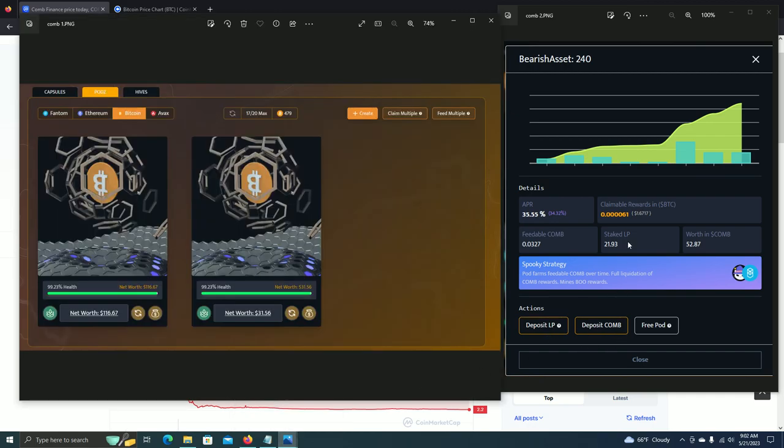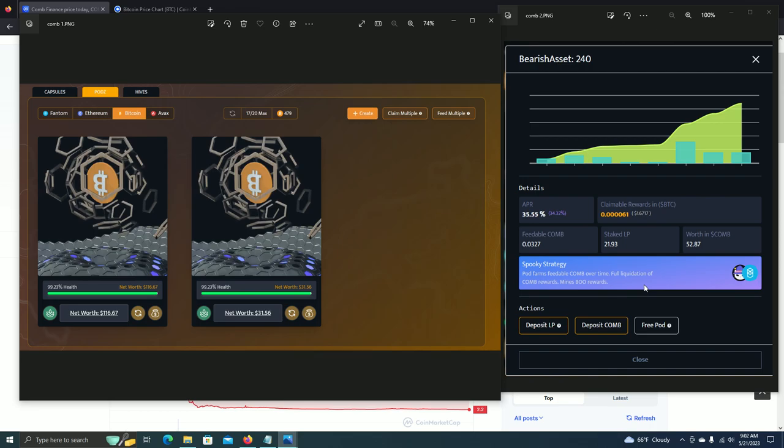The liquidity tokens are how these pods generate revenue. They use liquidity farming. Right now it's called the Spooky strategy. Basically, they use liquidity farming in the Spooky swap ecosystem, and that generates boo rewards, which are then sold or swapped for wrapped Bitcoin, and that's what they pay you in. So you can deposit either the liquidity tokens for the strategy, or you can deposit Comb tokens. The more you deposit, the more you'll be paid out.